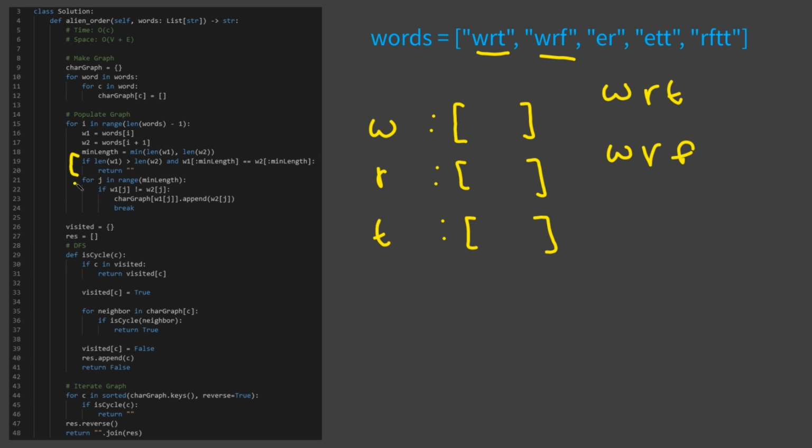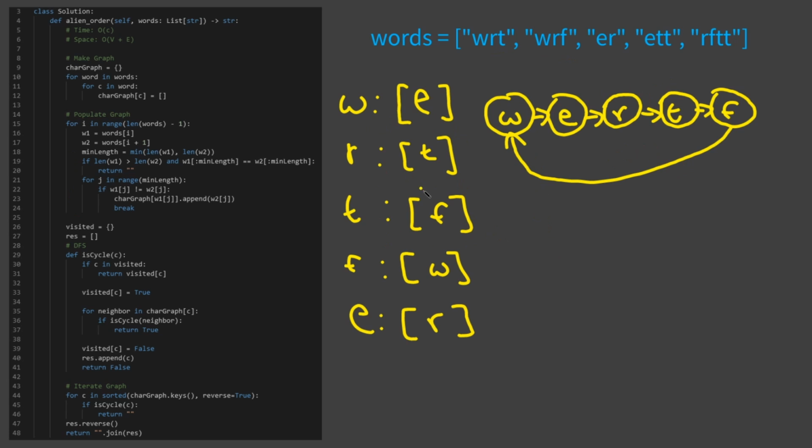So from here, we would iterate through every character in the smallest word. And as soon as we find a different character, then we want to append the different character from word 2 onto the word 1 key. So for example here, we have W and W, these are the same, R and R are the same, and then you have T and F. So now, we're going to map F as the letter that comes after T, so this would be in the array here.